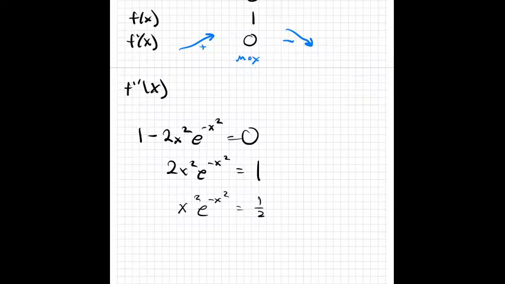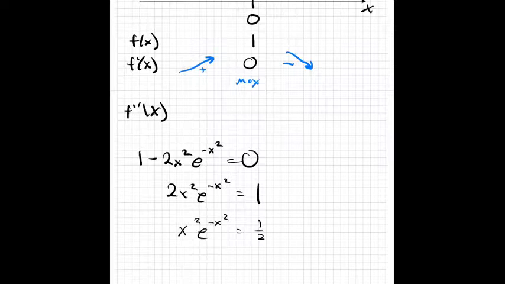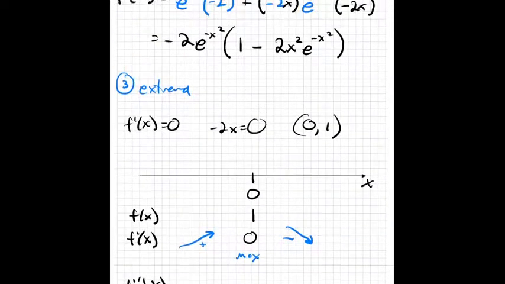I'm missing something here. Let me think about this. Oh, and I think I'm out of time. I've got like 1 minute. Okay. So what was the second derivative? Let's see. All right, I'm going to scan ahead just because I'm out of time.